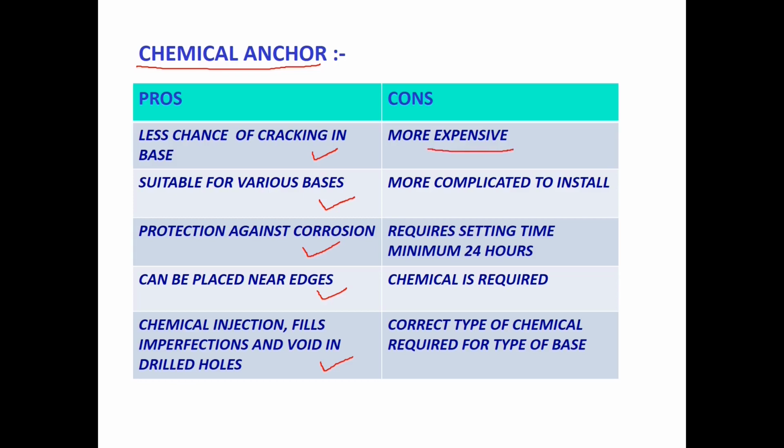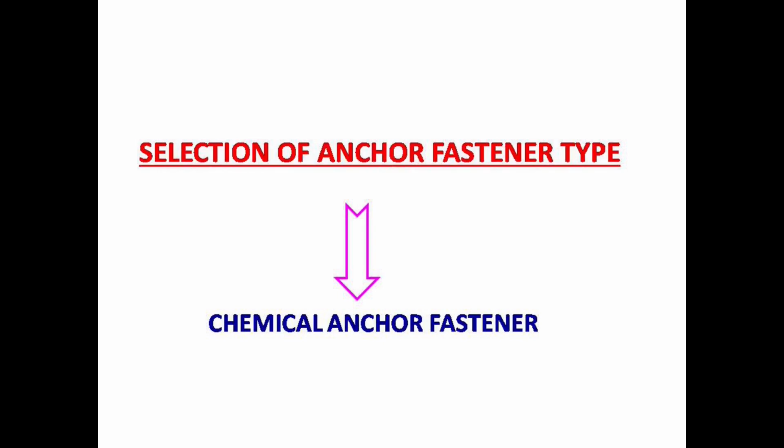It has a few cons as well. The chemical anchor is a bit expensive. It requires skilled manpower because it has a chemical adhesive to inject. Also, it cannot be used immediately after installation because it has a certain curing or settlement period. Moreover, a different type of adhesive chemical is required for a different type of construction base material. For example, the chemical adhesive used for concrete cannot be used for brickwork.